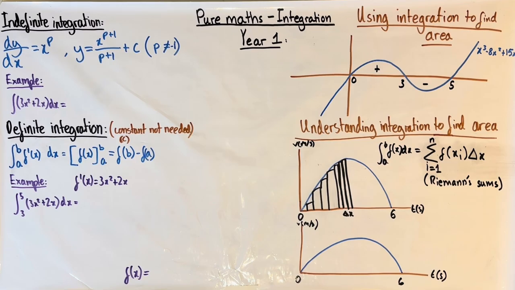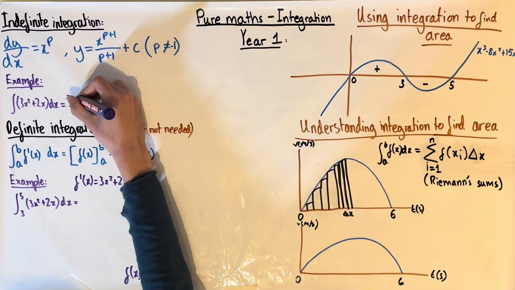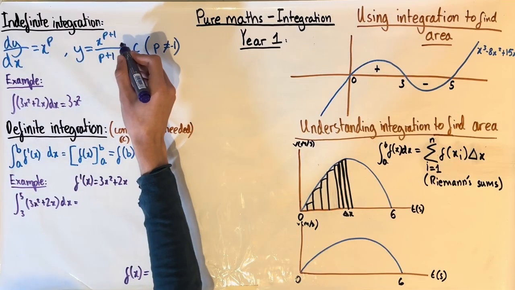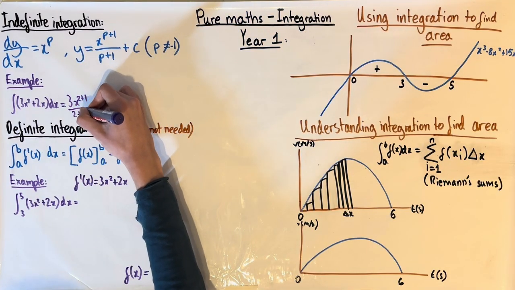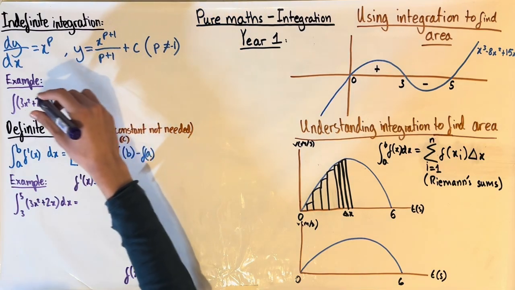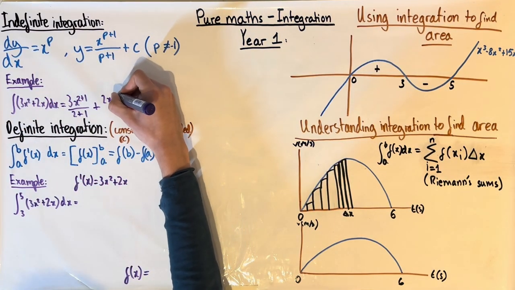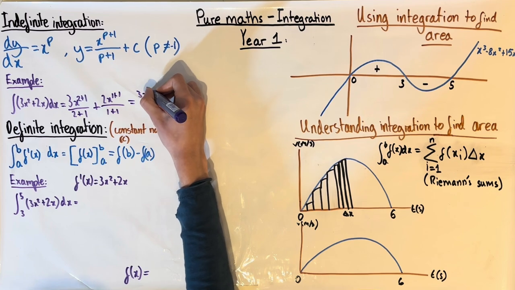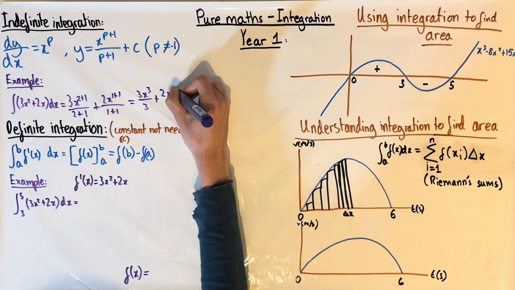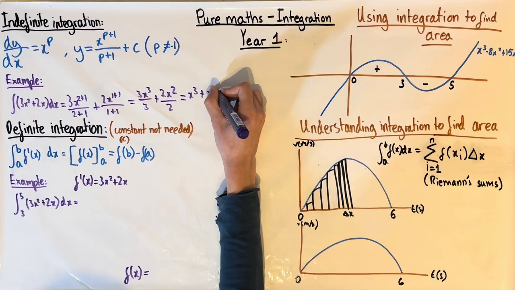So in this example, we have 3x squared plus 2x, and we need to integrate it. First, we're going to do 3x squared. Now we have to do p plus 1, so that's going to be 2 plus 1 over p plus 1, so 2 plus 1. And then add 2x. Now this is x to the power of 1, so we're going to have to do 1 plus 1 over 1 plus 1, which gives us 3x to the power of 3 over 3 plus 2x to the power of 2 over 2, which then gives us x to the power of 3 plus x to the power of 2.